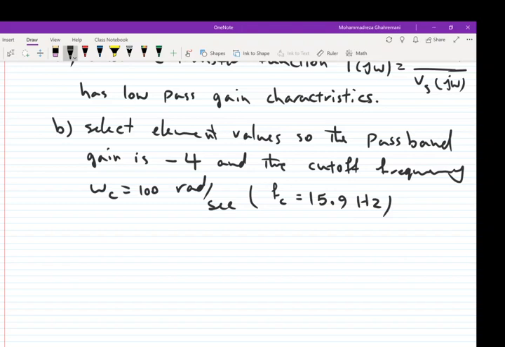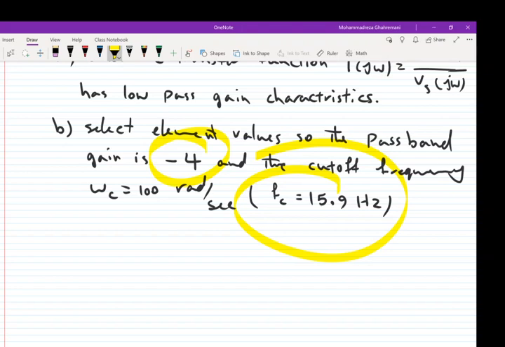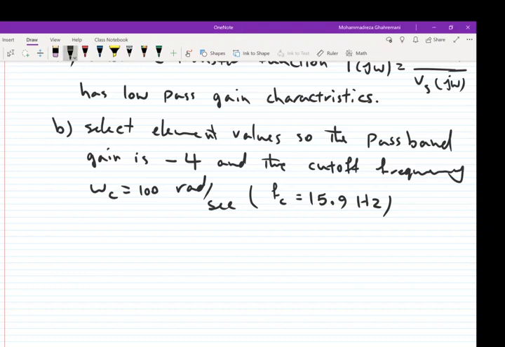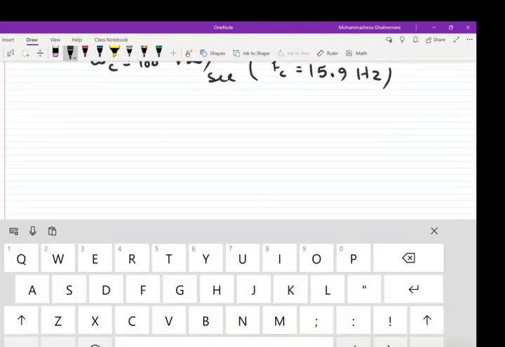Okay, we are going to design an actual filter with a specific gain and cutoff frequency. So it's very good. We are able to design an actual filter that blocks the frequency below any frequency we want, which here is 15.9, and also we can define the gain of this filter. Let's see how we can solve the circuit. First of all, let's see the circuit itself.